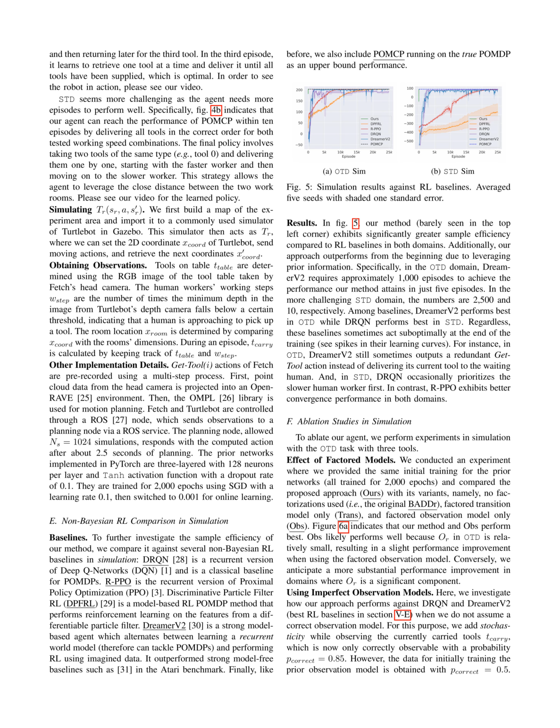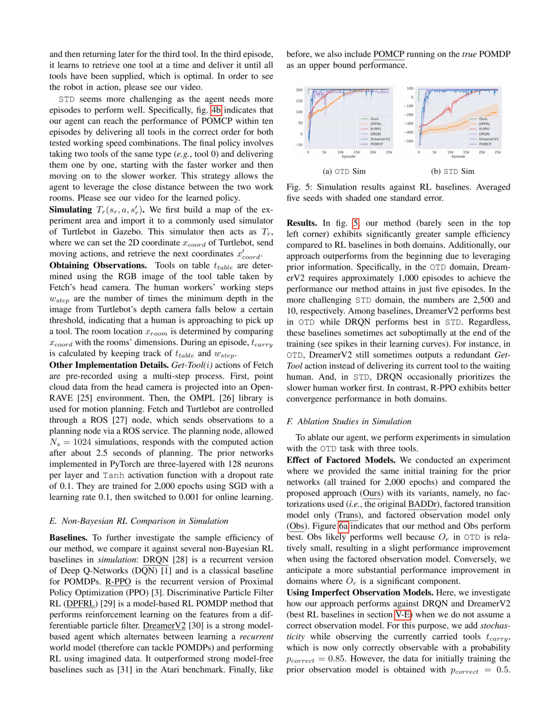It outperformed strong model-free baselines such as in the Atari benchmark. Finally, like before, we also include POMCP running on the true POMDP as an upper bound performance. Figure 5: Simulation results against RL baselines, averaged over 5 seeds with shaded 1 standard error. Results. In Fig. 5, our method, barely seen in the top left corner, exhibits significantly greater sample efficiency compared to RL baselines in both domains. Additionally, our approach outperforms from the beginning due to leveraging prior information.